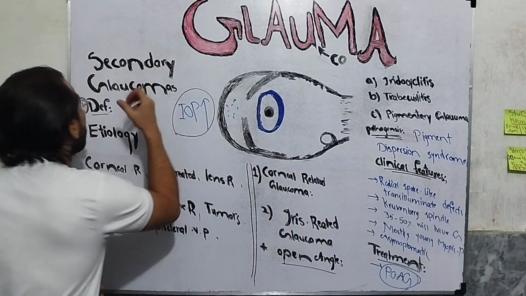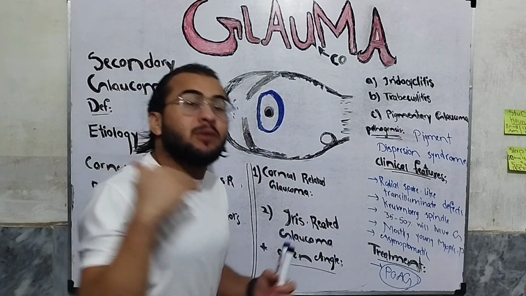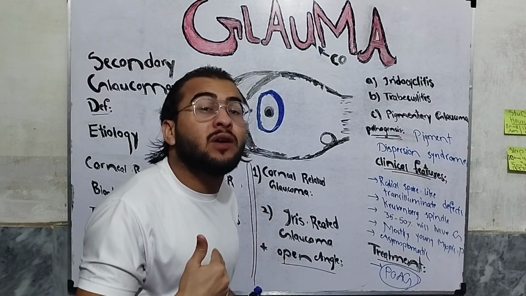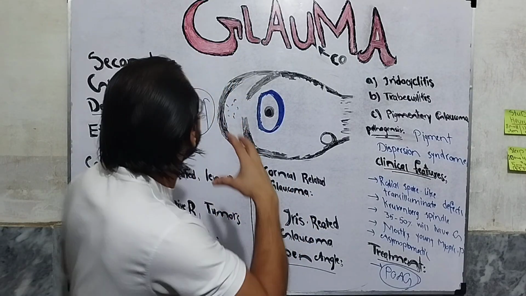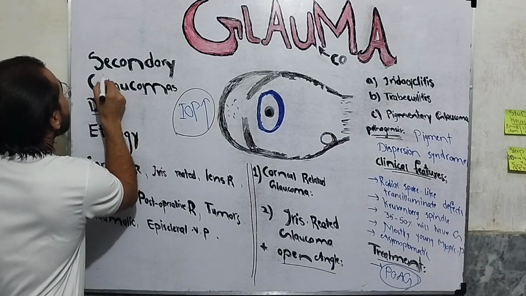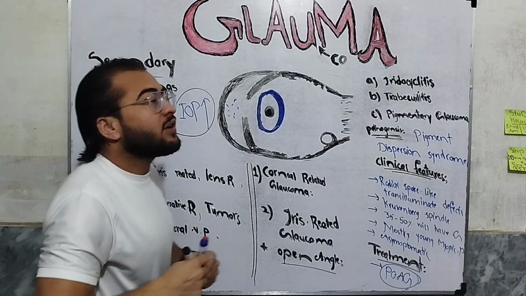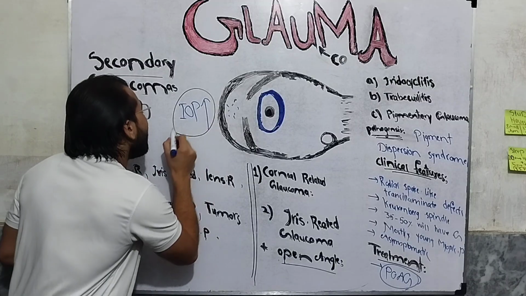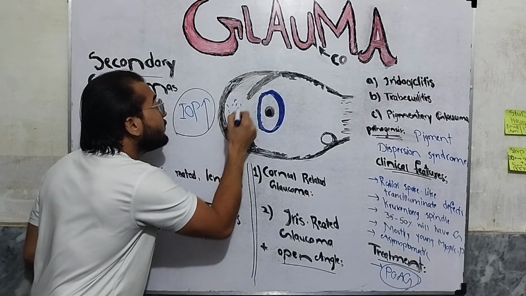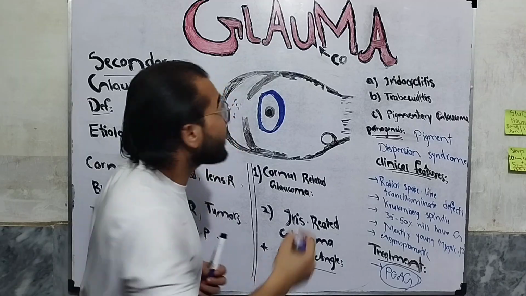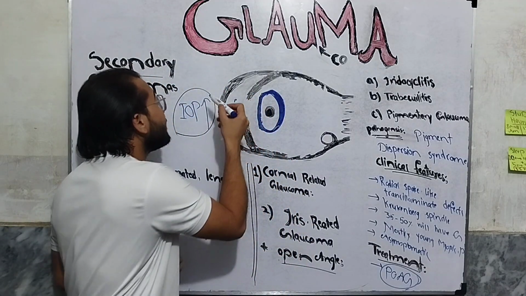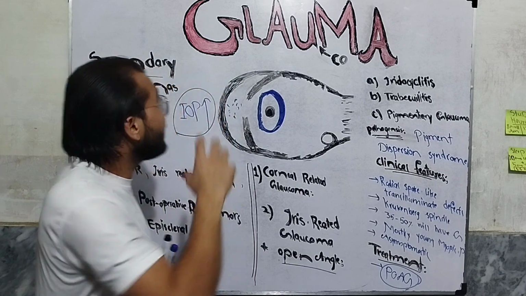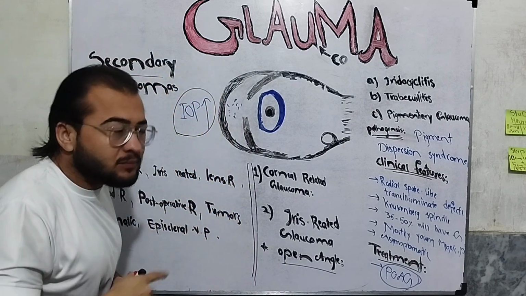Now, secondary glaucomas. In the previous lectures, we discussed all the types and subtypes of primary glaucomas. Now we will discuss secondary glaucomas. So, what is secondary glaucoma? Secondary glaucoma means when the intraocular pressure elevates due to any secondary cause. For example, when there is any pathology in the cornea, iris, lens, etc., it will elevate the IOP. This is called secondary glaucoma.